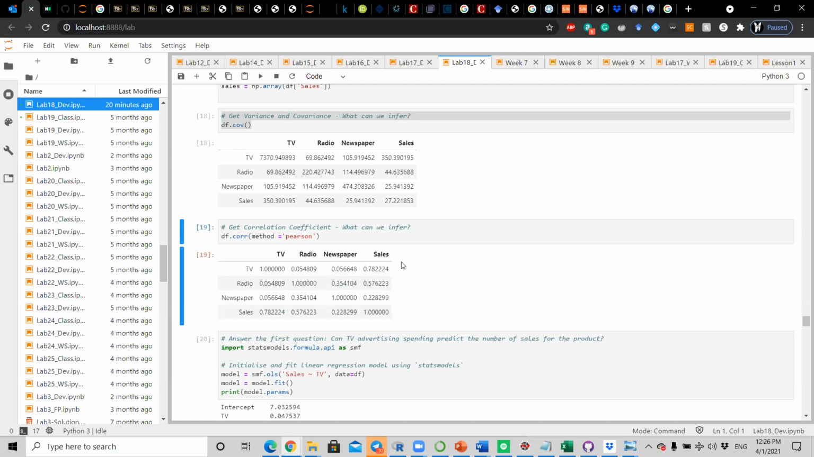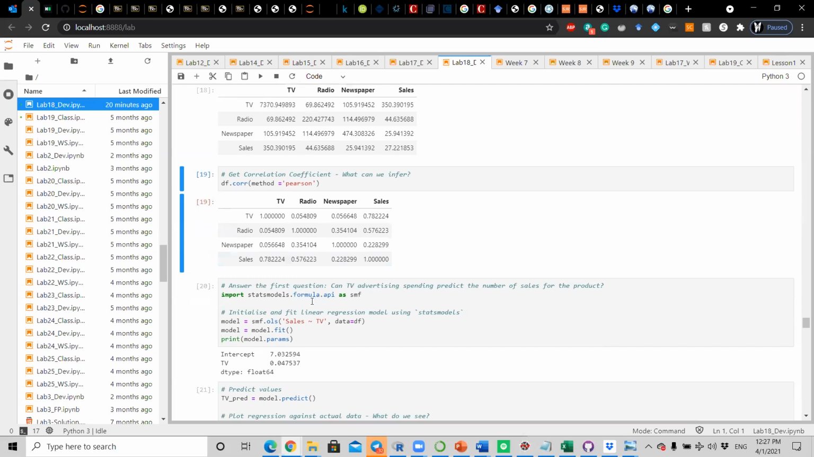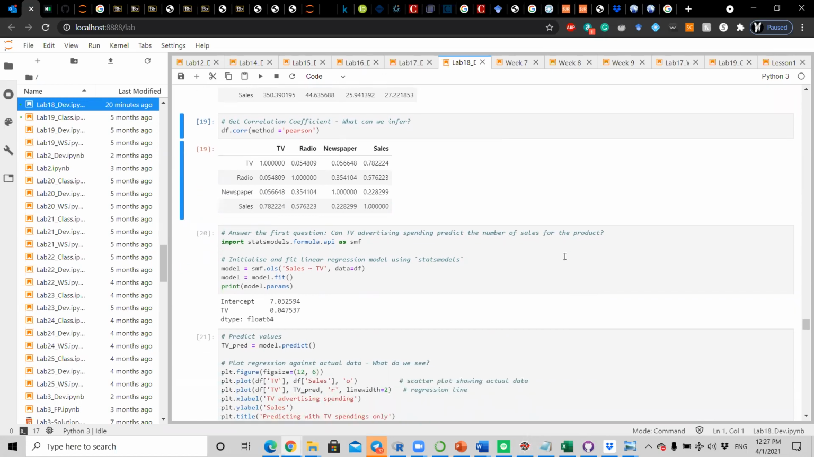Okay, so based on this, if someone asks you, if I'm interested in selling more, should I spend money on TV, or should I go for newspaper, or should I go for radio? You would want to go with TV. Exactly. Correlation. Thank you very much. Now, let us go on and answer the first question. Can TV advertising spending predict the number of sales for the product?